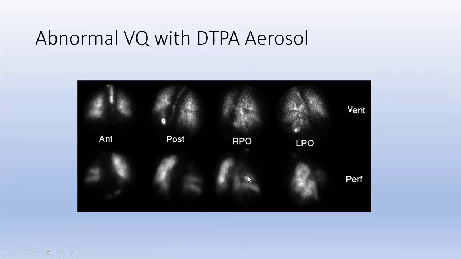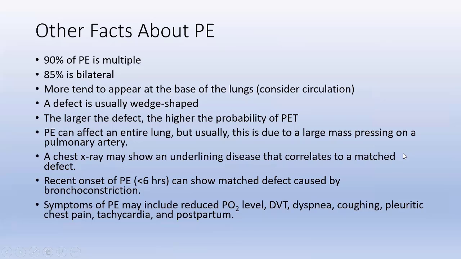We come over here, RPO, and again, missing. It fills in. Here we have sort of filling in here. We definitely have a wedge defect there. Again, pulmonary emboli can be diagnosed.